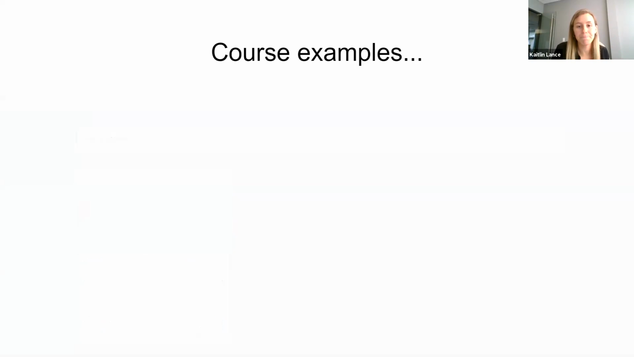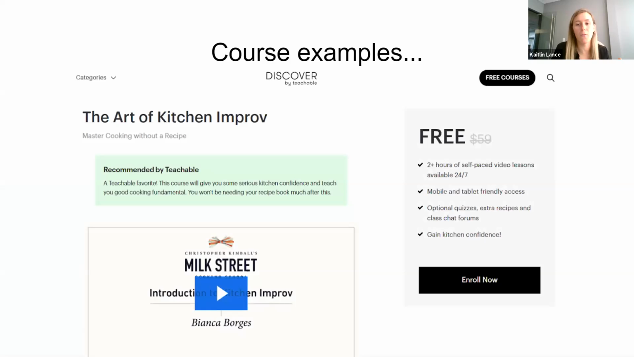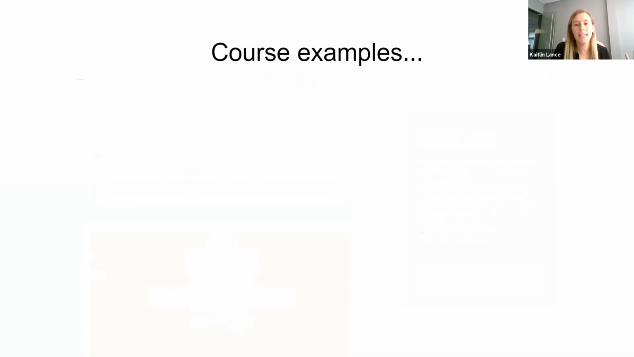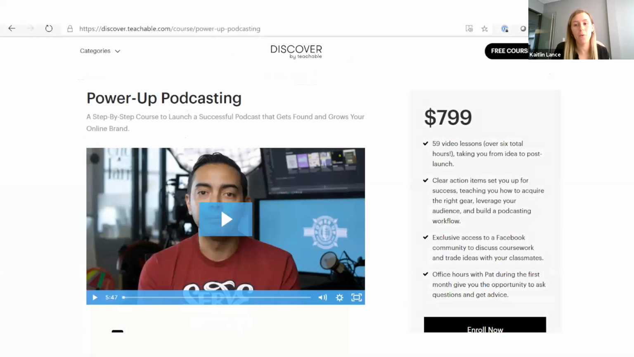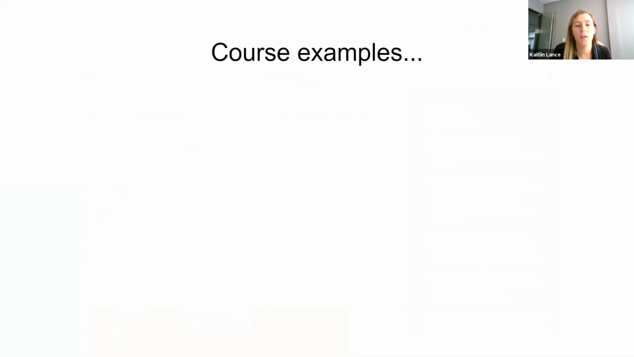Here's another one. This one's actually being offered for free right now. It's regularly $59, but it's the Art of Kitchen Improv. So this course will give you some serious kitchen confidence, how to improv cook, basically, so you don't need a recipe. Here's another one. It's a little bit pricier, $800, Power Up Podcasting. I've seen this guy everywhere on Discover Teachable. He's got a lot of pretty expensive courses on there. So those are just a few examples of things.